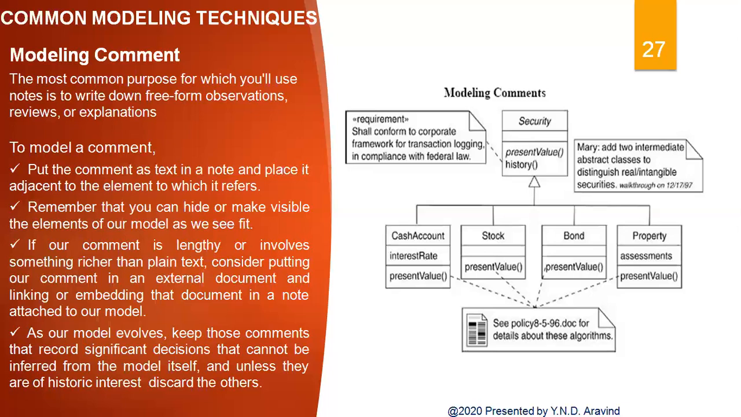Now let us, for example, consider a model that is a work in progress of a class hierarchy, showing some requirements that shape the model as well as some notes from a design review. Here, most of the comments are simple text, such as a note to Mary. But one of them, the note at the bottom of this diagram, provides a hyperlink to other diagrams.